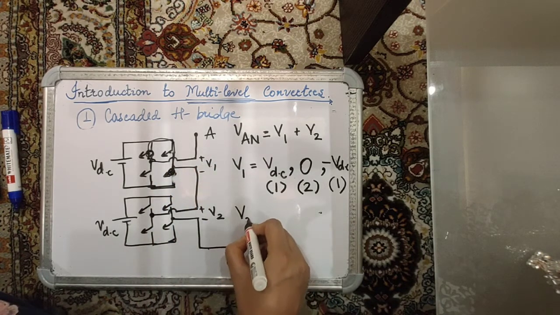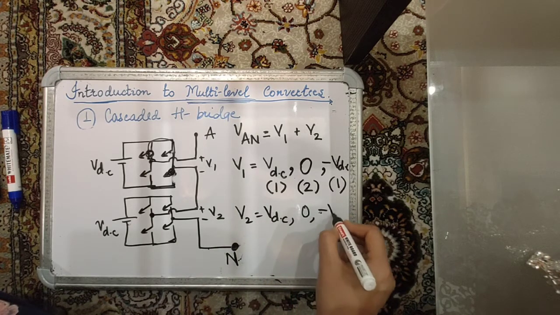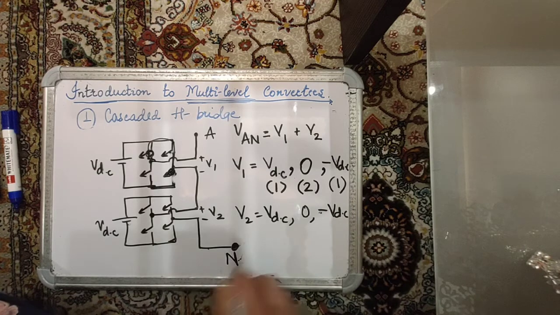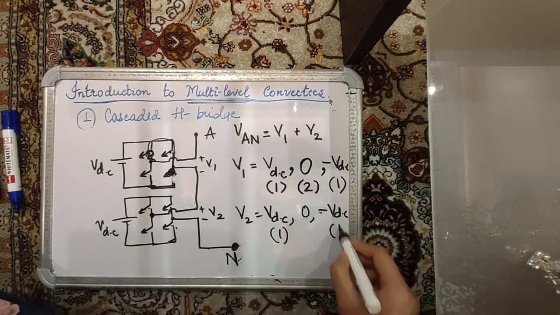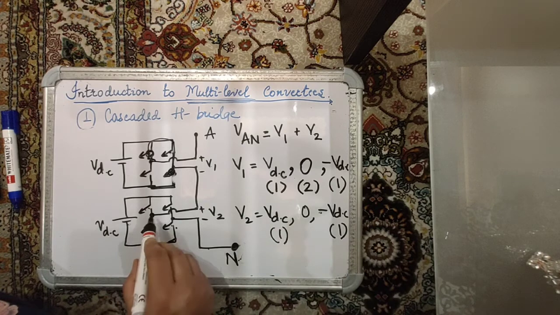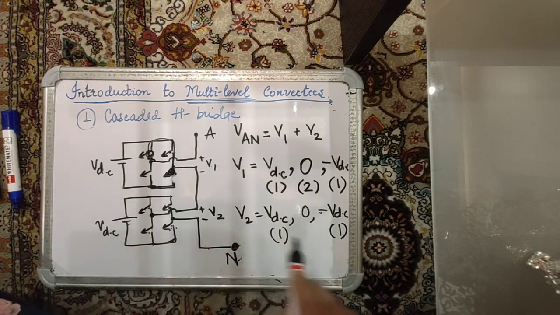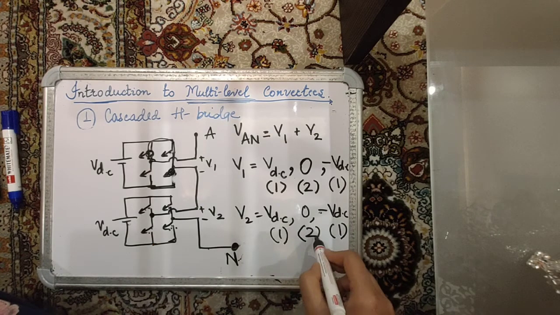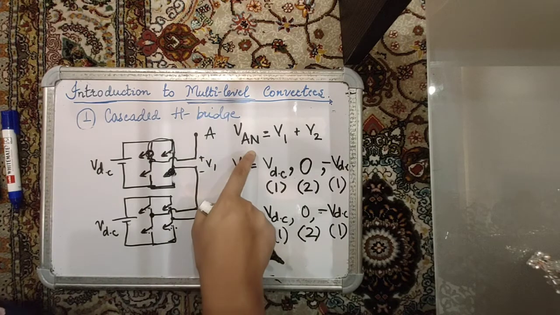Similarly, V2 can be either VDC, it can be 0 or it can be minus VDC. And if it is VDC, only one switching configuration is generating it. If it is minus VDC, again only one switching configuration is generating it. But for 0, these two might be on or these two might be on. So there are two possibilities that will result in the 0 state. Now what about VAN?